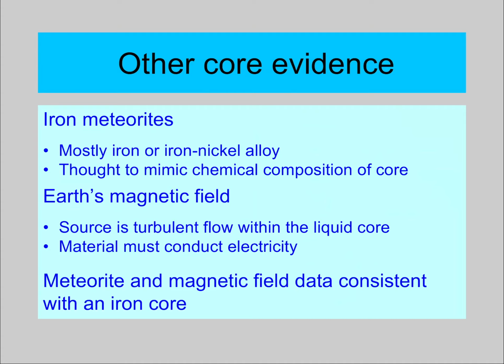Other core evidence we have are iron meteorites. They're made of mostly iron and iron-nickel alloy, which we think mimics the chemical composition of our core. We know that Earth has a magnetic field, which is consistent with having the iron-nickel composition, but we also know that our core must be a source of turbulent flow within the liquid core. It couldn't just be a magnetic rock. The material must be able to conduct electricity. Meteorite and magnetic field data is consistent with an iron core.